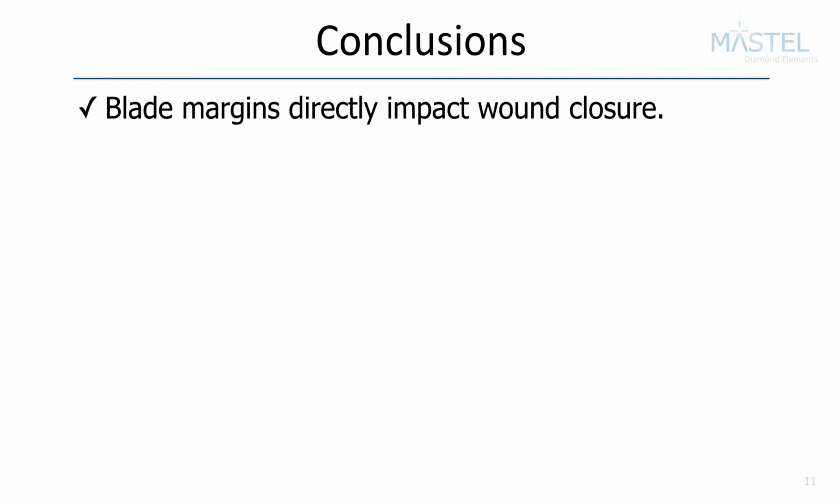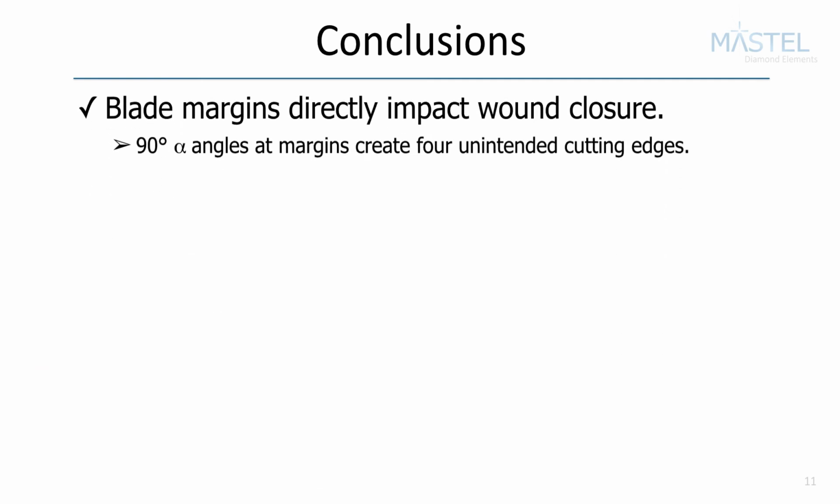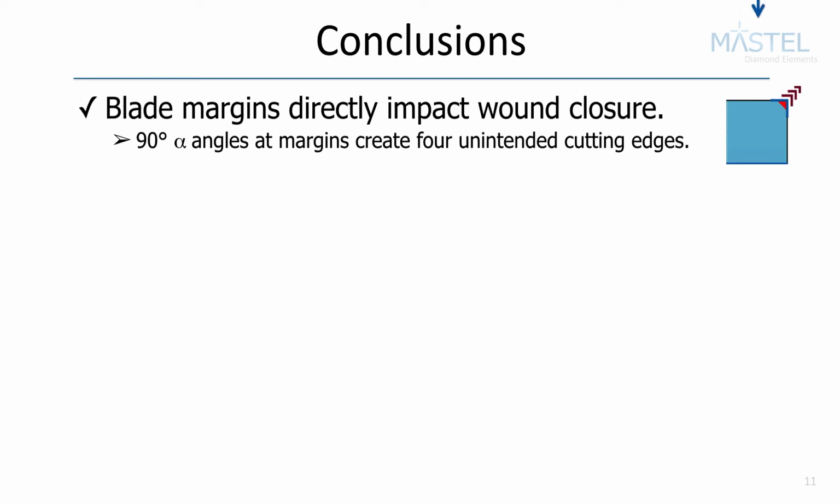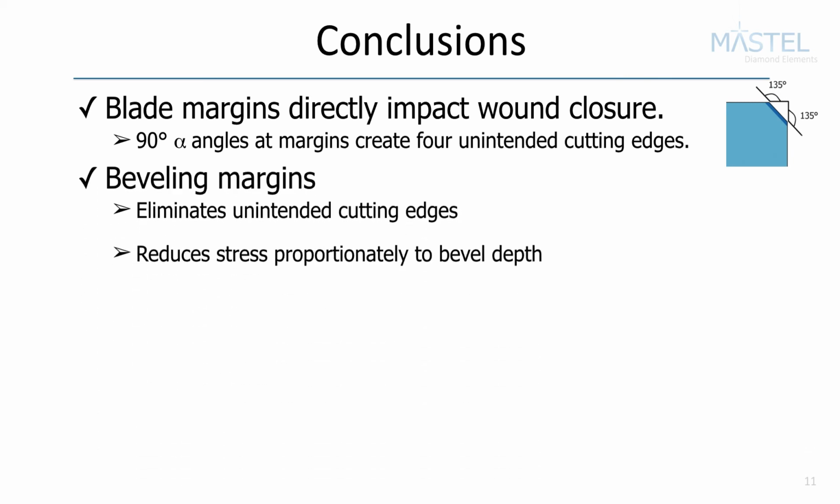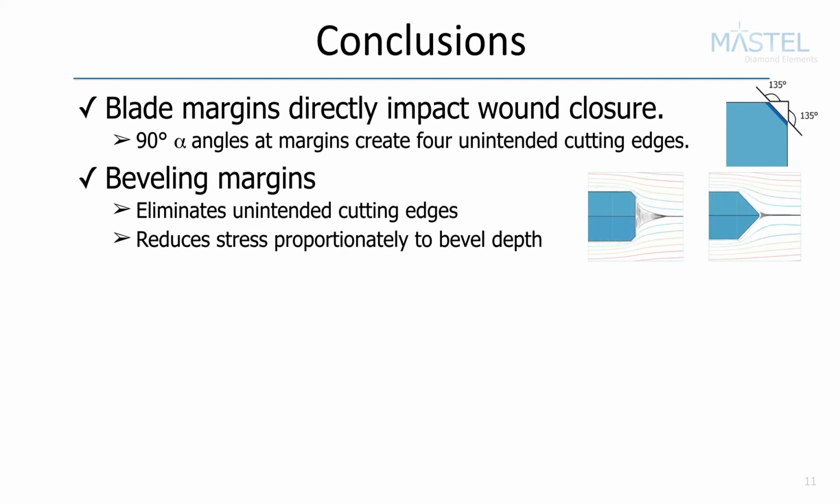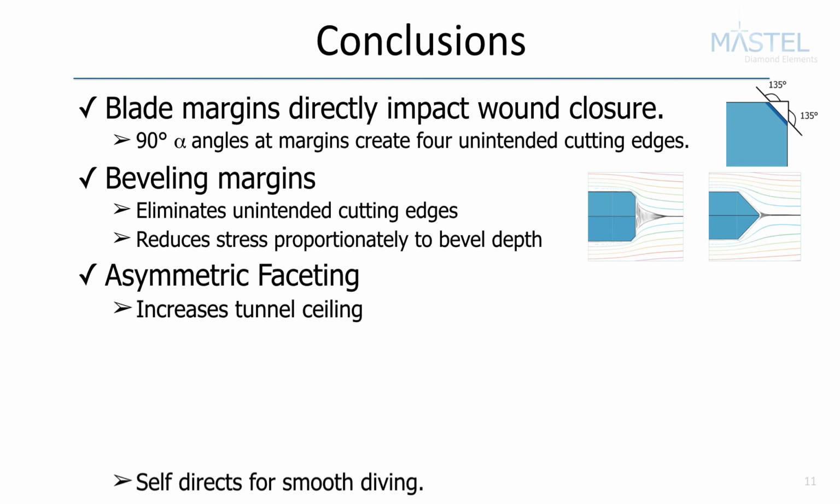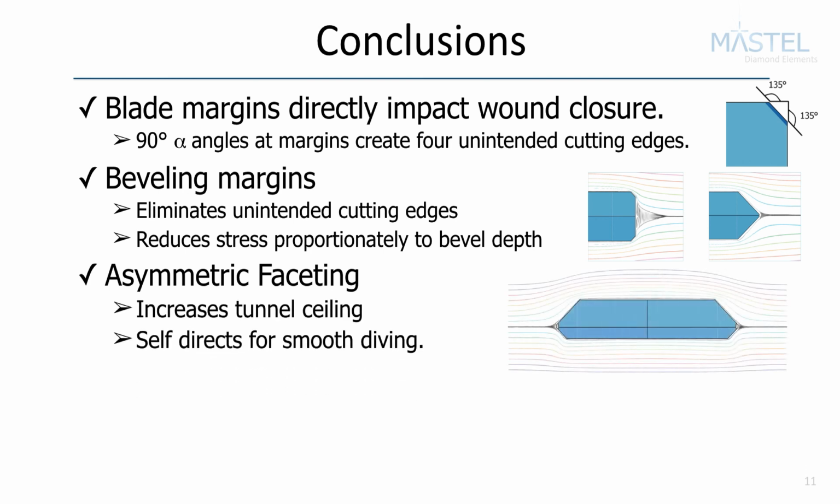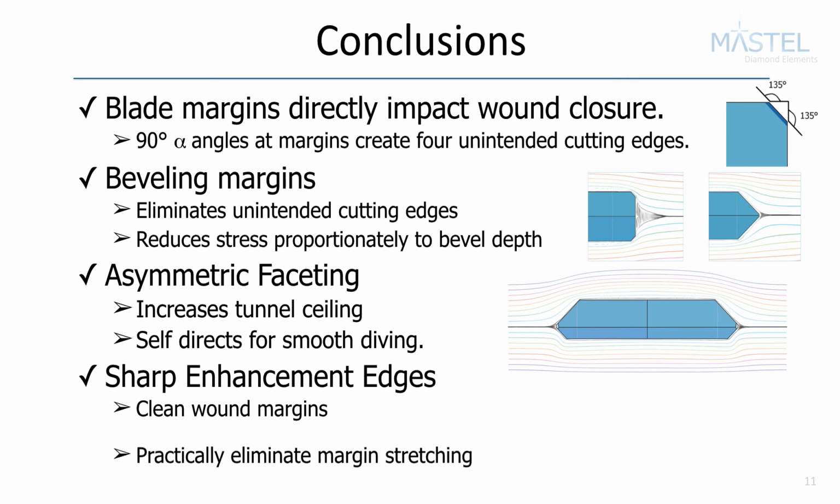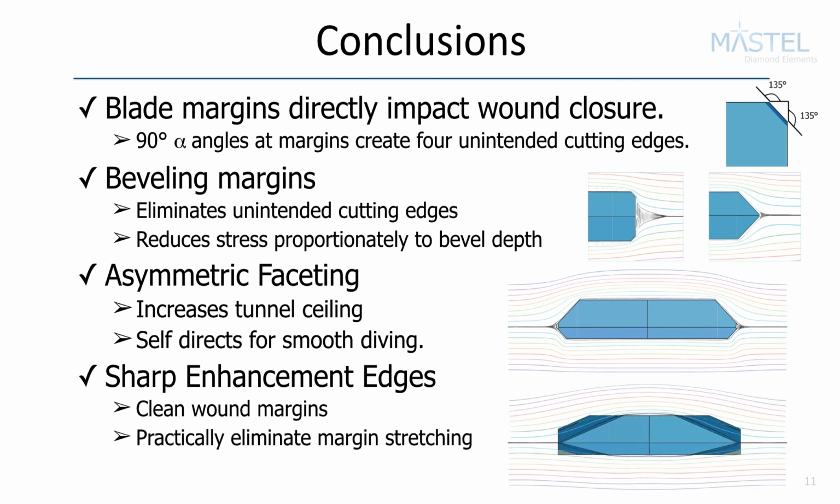In conclusion, blade margins directly impact wound closure. To optimize for wound closure, we first remove any unintended cutting edges that cause unnecessary corneal stress. We do this by breaking the 90-degree edges. To reduce stress further and to debulk the margins, we elongate our bevels. Next, we use asymmetric faceting to help the blade dive more smoothly and to create a thicker tunnel ceiling on our incisions. And finally, sharp enhancement edges help create clean wound margins while also eliminating margin stress.